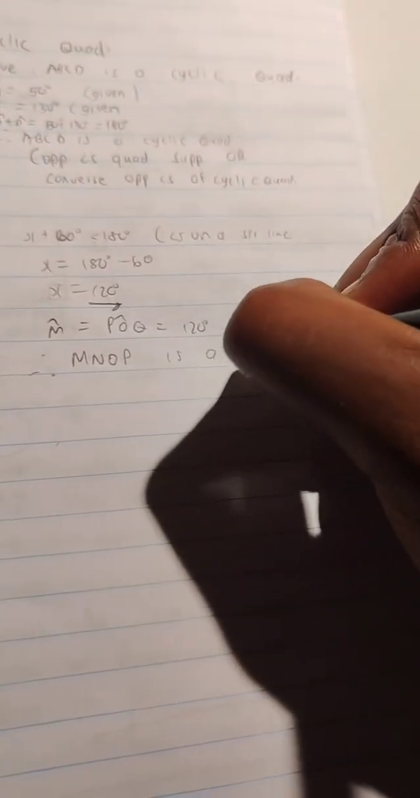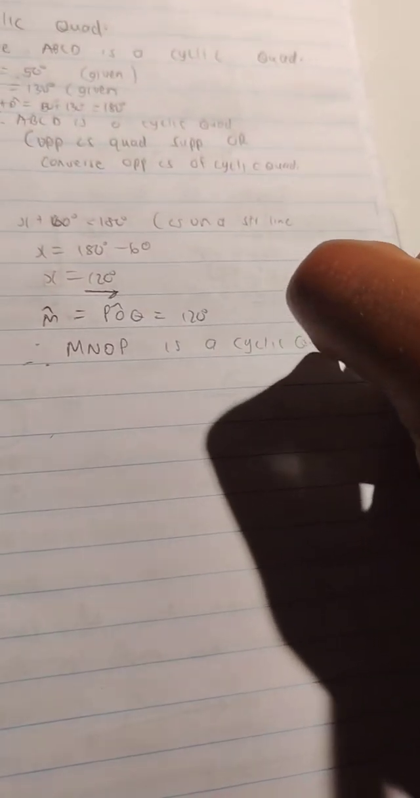So if they say prove that MNOP is a cyclic quad, can we prove that it is? Yes. Angle M is equal to angle POQ, which are both 120 degrees. Therefore, we can say MNOP is a cyclic quad. What's the reason for saying MNOP is a cyclic quad?